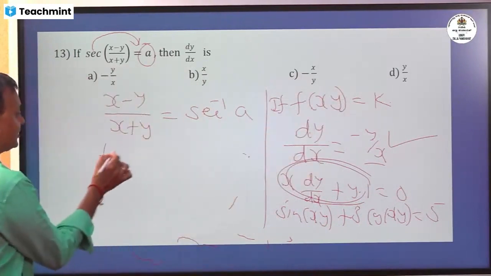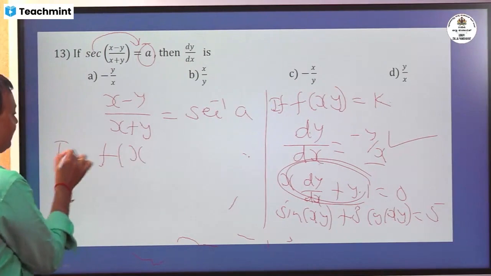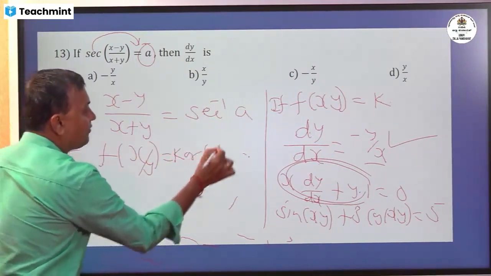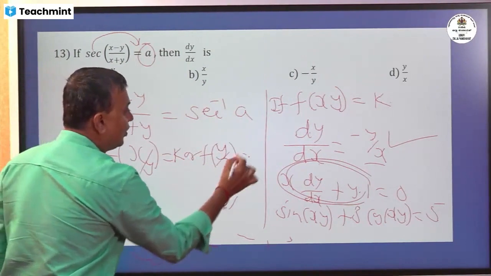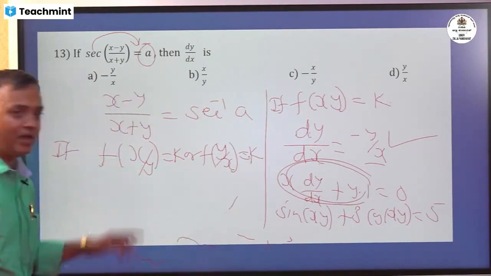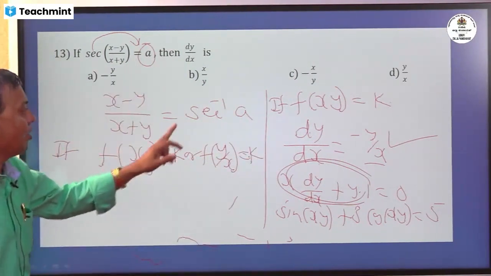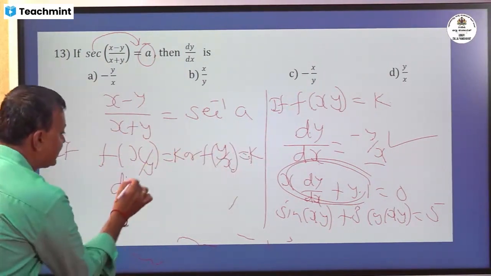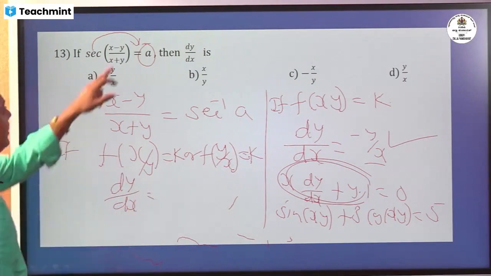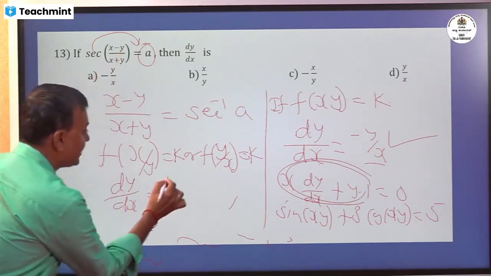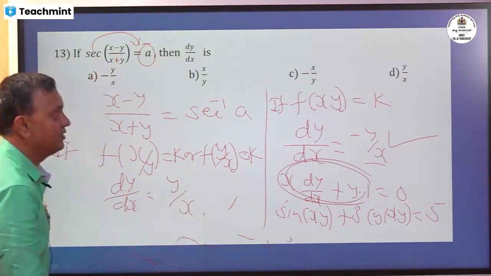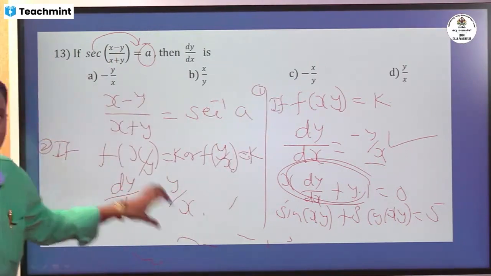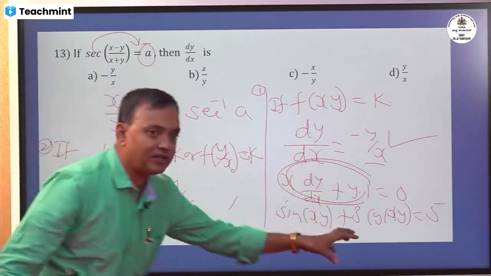Function in the form, suppose f of x by y is equal to k or f of y by x is equal to k, then dy by dx is equal to, look, similarly in the question, dy by dx is y by x. This is the first one, this is the second one. All of this you should know for CET. You can write the direct answer without solving anything.